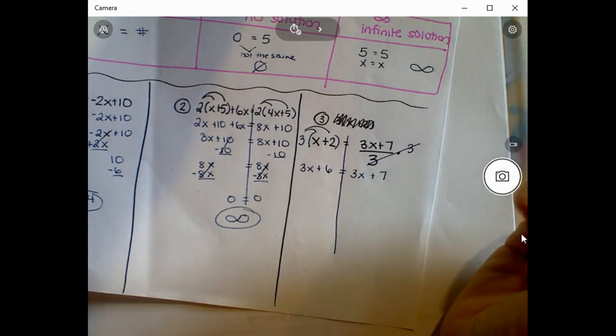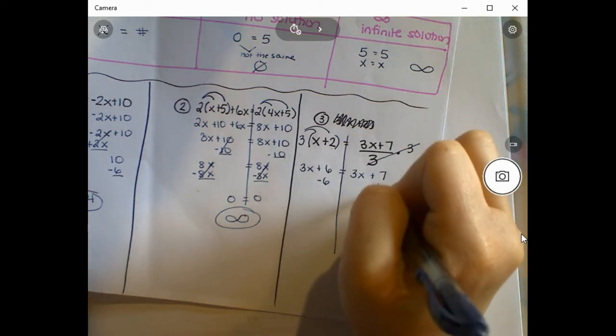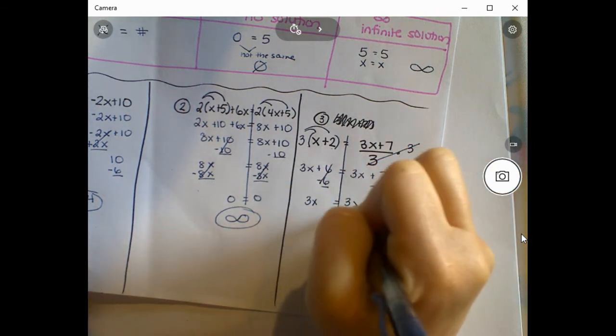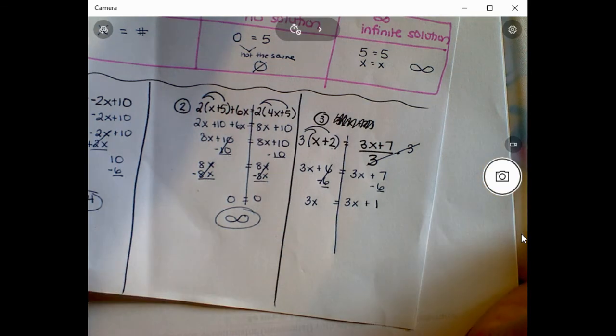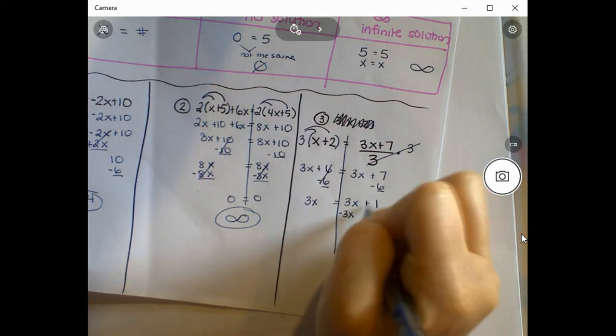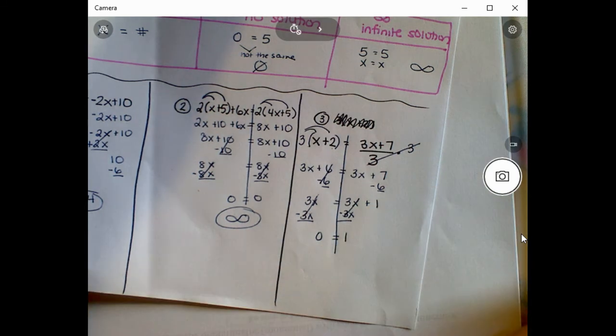All right, add or subtract something. So I'm going to subtract 6 this time. Remember, there were 4 things you could do. That cancels. So 3x equals 3x plus 1. All right, move all variables together by adding or subtracting. So we're going to take the 3x off of this side, so we have just the constant over there. And we're going to do the same to that side. So now we have 0 equals 1.